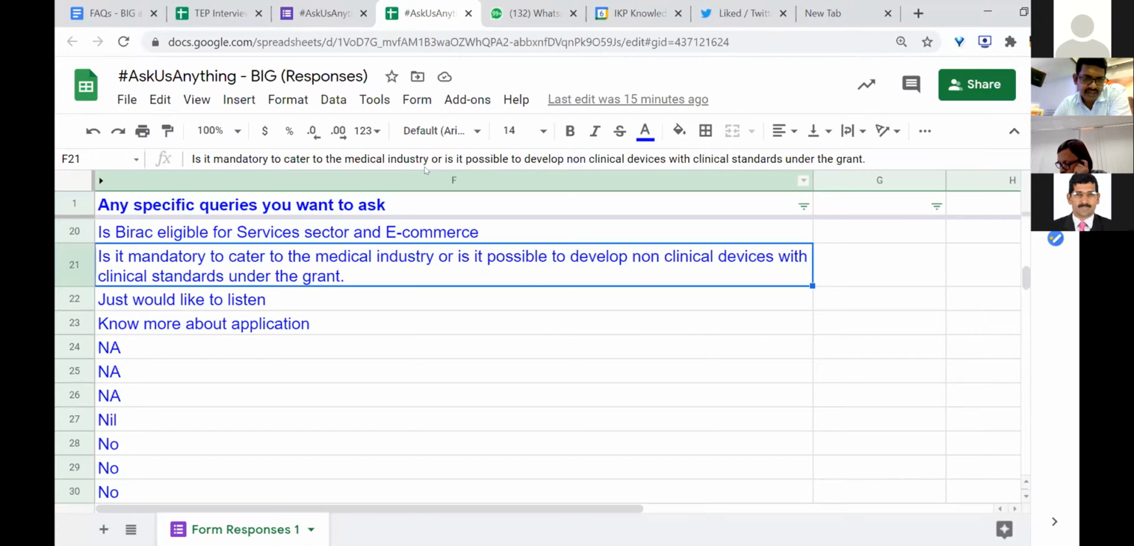Is it mandatory to cater to the medical industry, or is it possible to develop a non-clinical device with clinical standard under the grant? This is certainly acceptable. You can have devices which are not for the medical industry. Many wearables with clinical standards for the non-medical field are certainly acceptable.